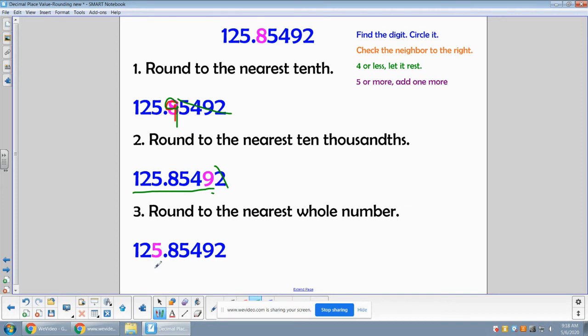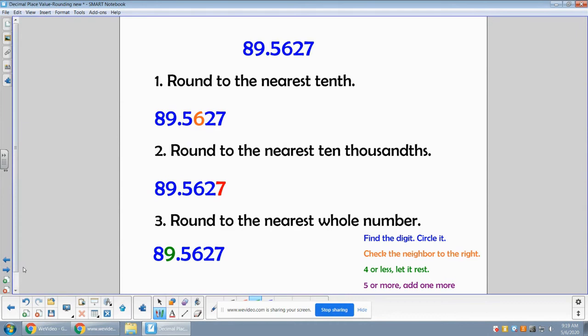This next one, rounding to the nearest whole number. Well, here's the digit that you're rounding. You look to the right of it, even though you're looking beyond the decimal. There's an 8 there. That means we're going to have to add 1 to the 5 and make that a 6. So the nearest whole number on that one is just 126. All right, that's not looking too bad. Let's try one more here.